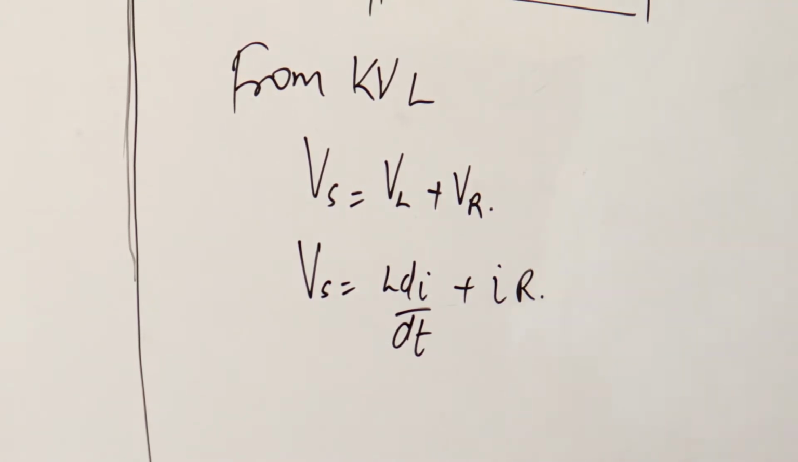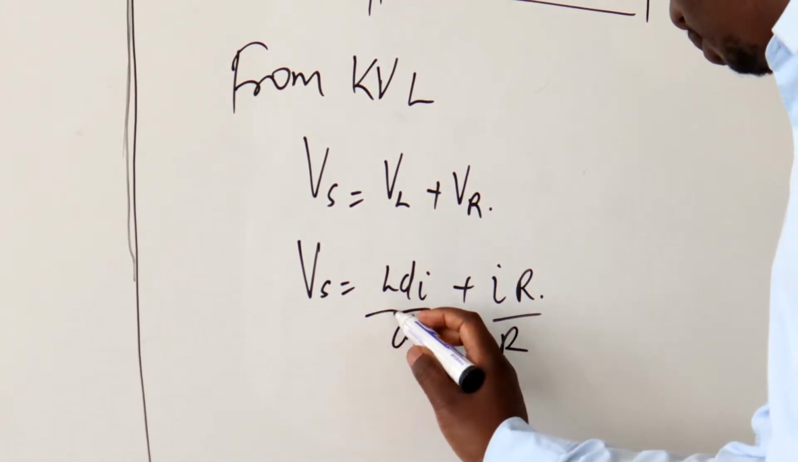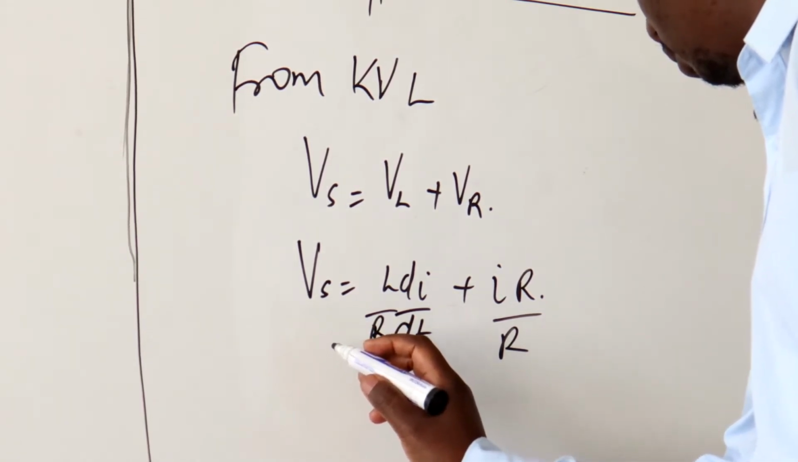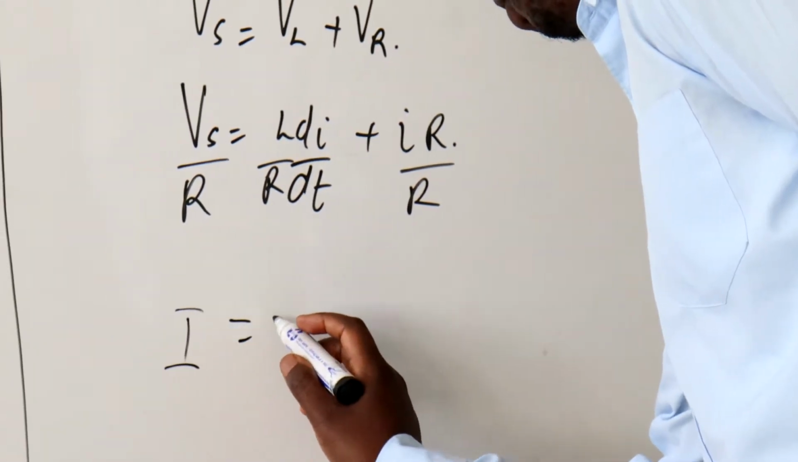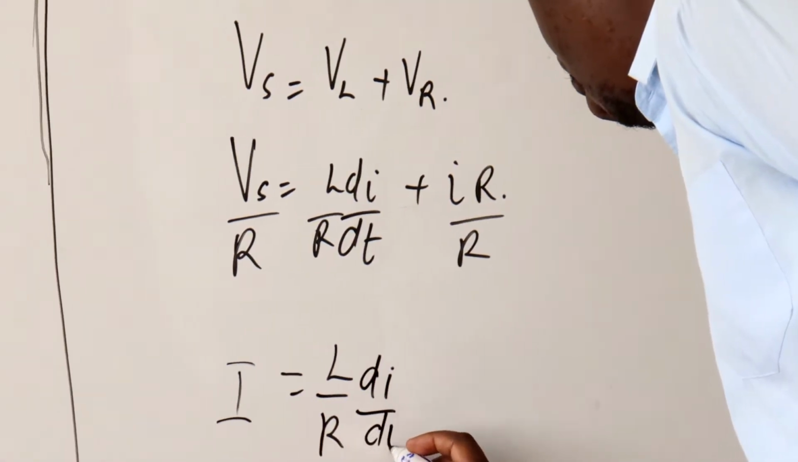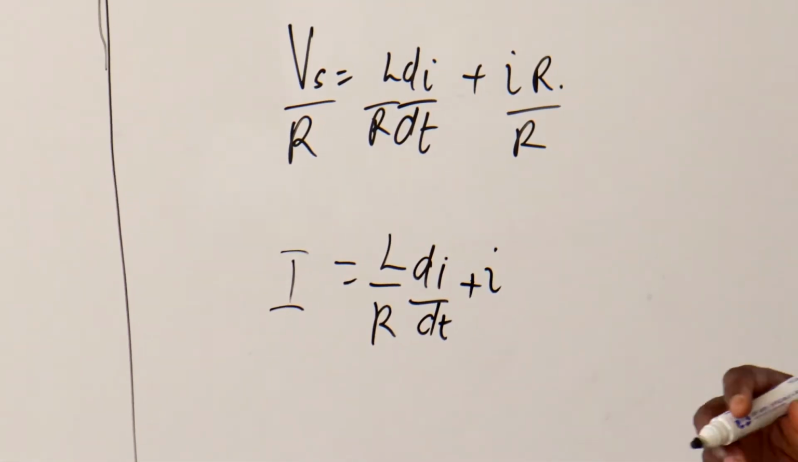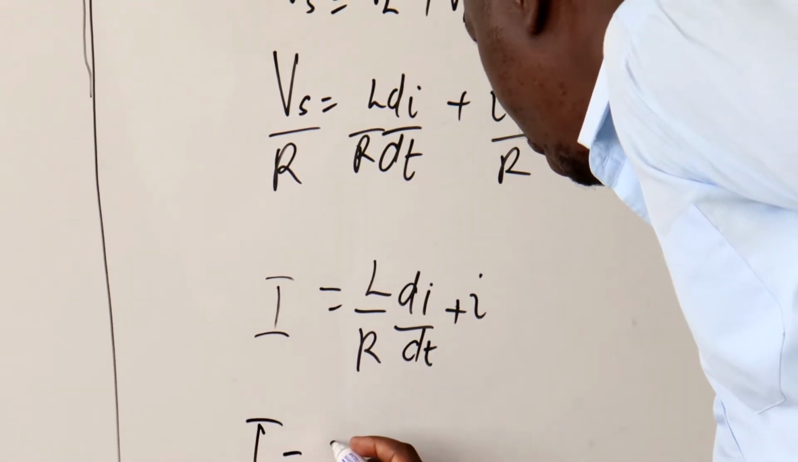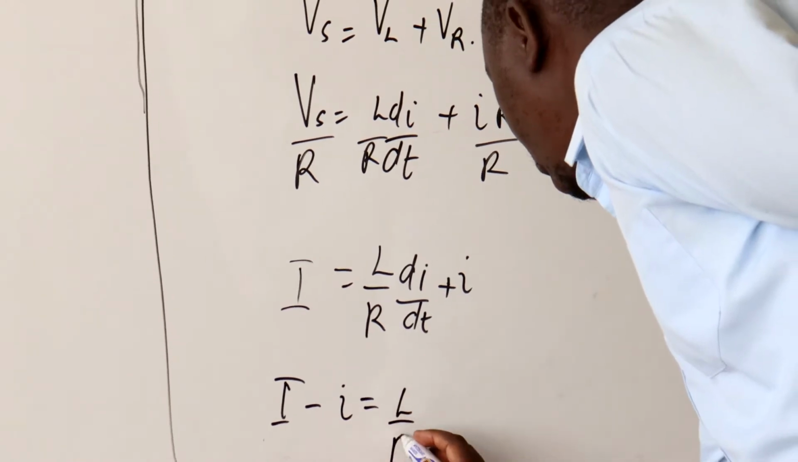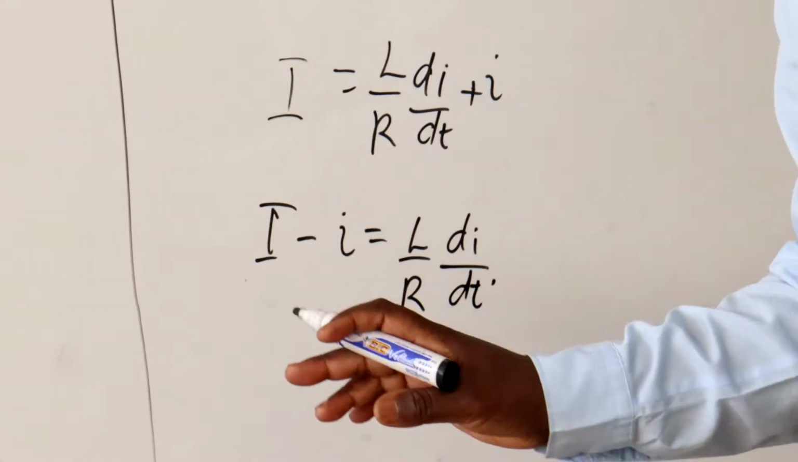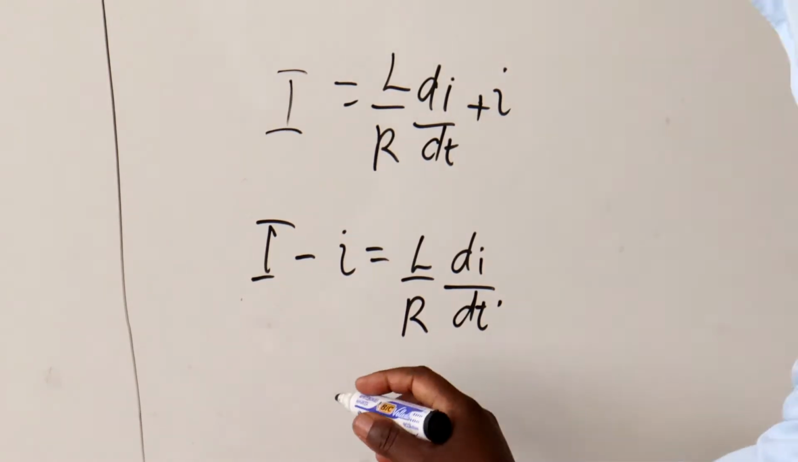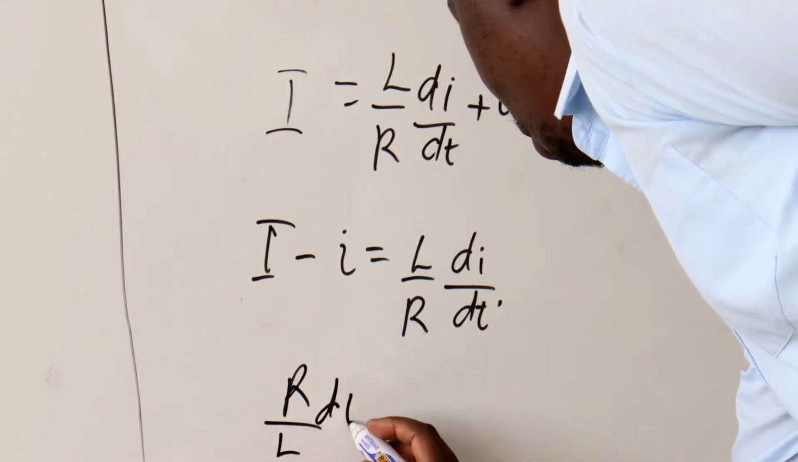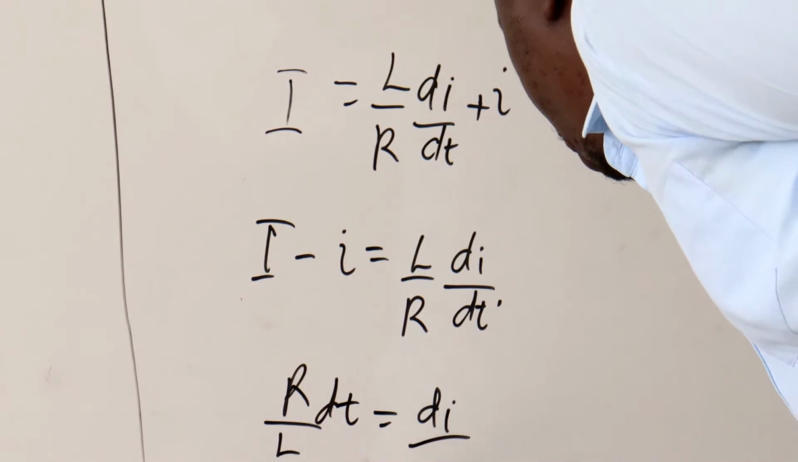So if you're able to understand that, then dividing throughout by R, we shall have Vs over R, which becomes I-max. It's supposed to be L over R di/dt plus I. Now collecting like terms together, we shall have I-max minus I is supposed to be L over R di/dt. And from there, you're supposed to separate the variables, make L and R be separate, then you shall have R over L dt is equal to di over I-max minus I.